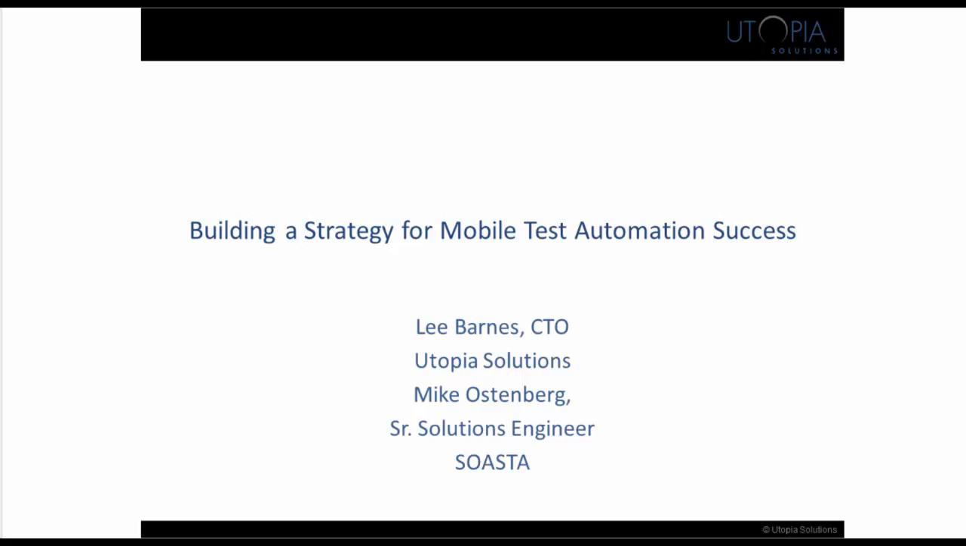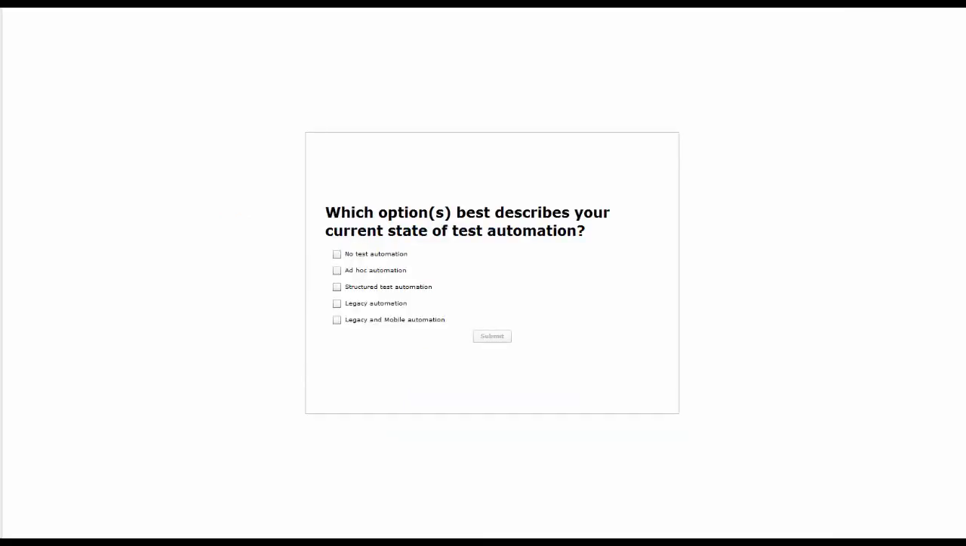With me today is Lee Barnes, founder and CEO of Utopia Solutions, and Mike Ostenberg, our senior solutions engineer here with Soasta. Our topic is building a strategy for mobile test automation success. We'd like to get an idea of who we have with us here today, so if you'll just take a minute and fill out this poll.